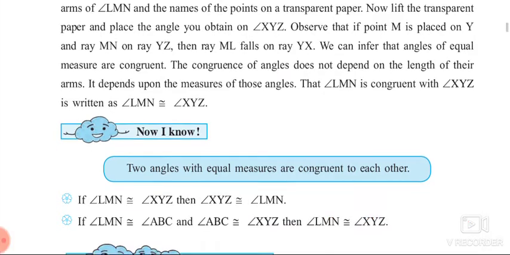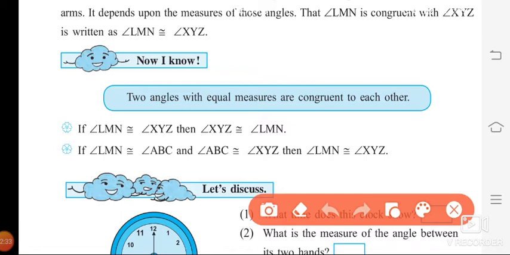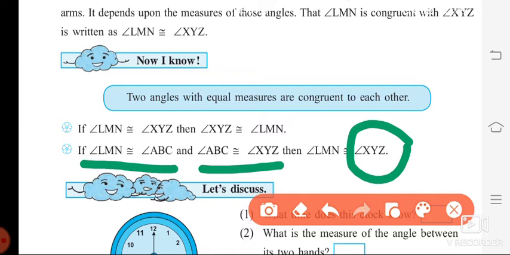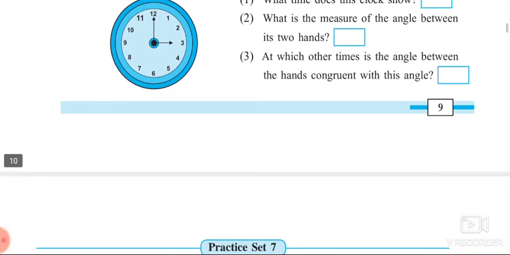Congruent. Then these conditions which are given here, like that also you may have a fill in the blank. If angle LMN is congruent to angle ABC and angle ABC is congruent to angle XYZ, then angle LMN is congruent to dash. Then the answer will be angle XYZ. So based on this also you may have a question.